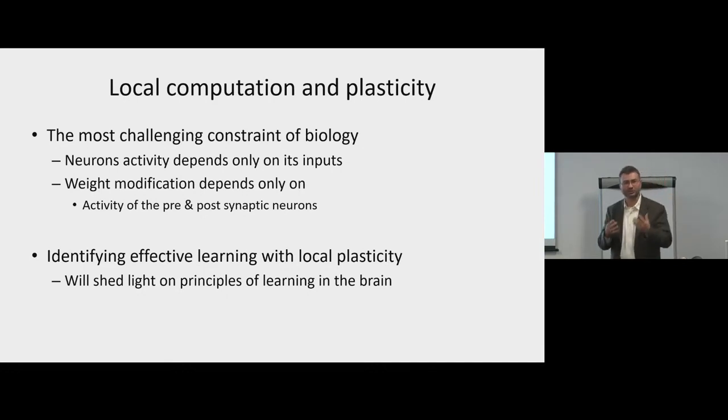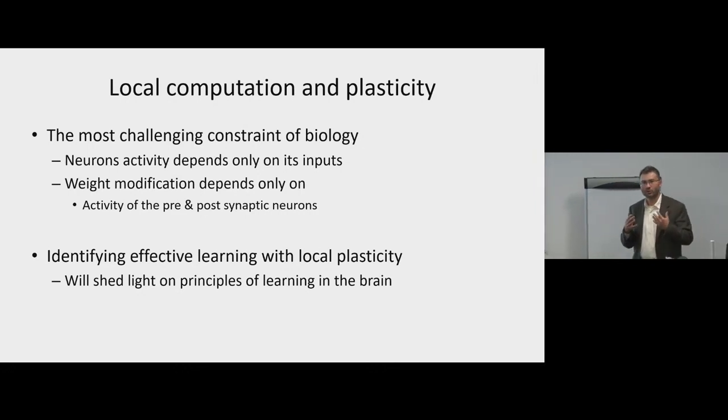So there's this big challenge of how we can achieve learning which is as effective or even better than in artificial neural networks, with the constraint of local computation. I think that this is the most fundamental constraint of biological networks. And I personally feel that it's worth investigating it first, because once we understand this, we will identify the fundamental principles of learning in the brain, and then the other constraints can be easily satisfied.